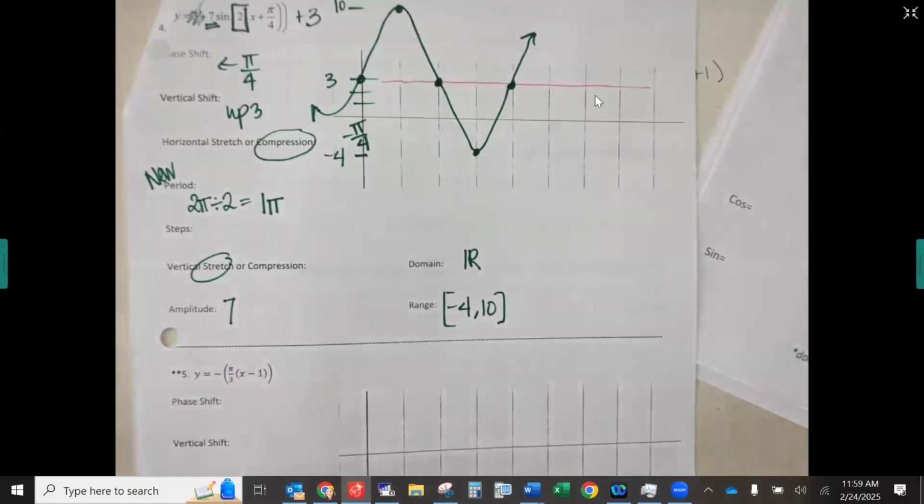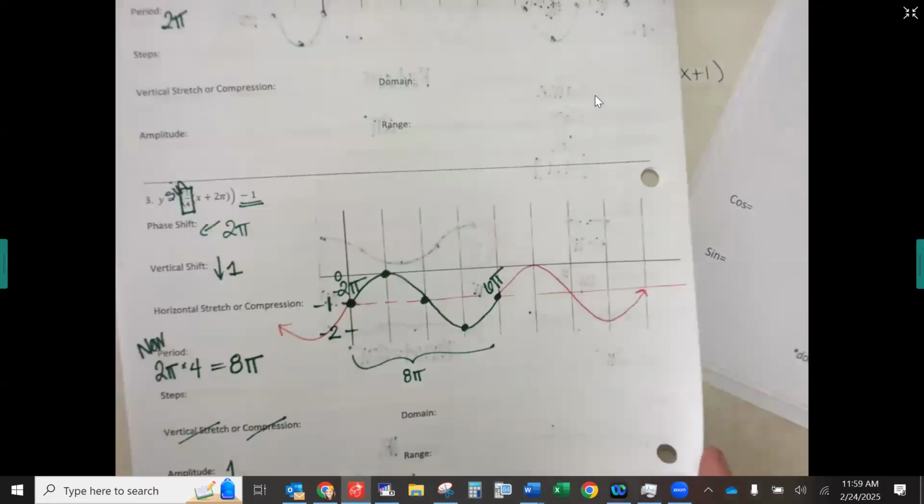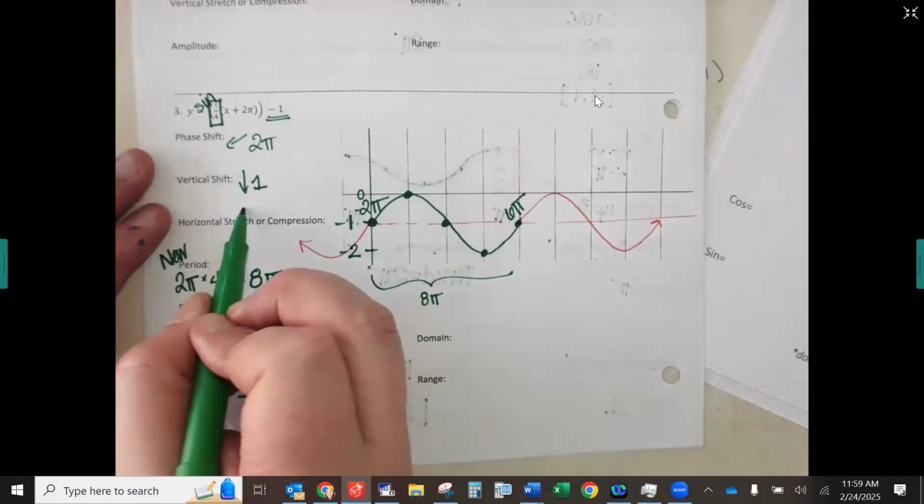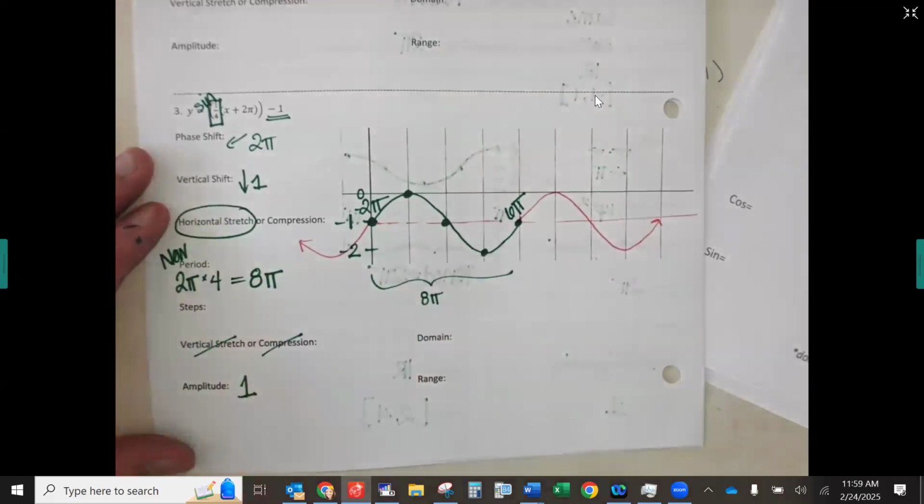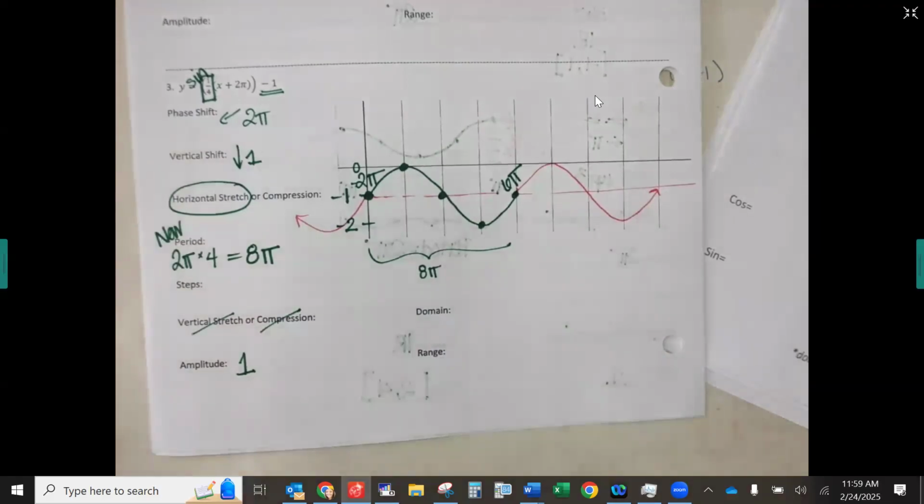Now let's go back one question where it went from 2 pi to 8 pi. That would be a stretch. And I was kind of lazy and I didn't circle. Okay, but remember, if your period's getting longer, that's a stretch. Shorter would be a compression. Okay, let's go ahead and do one more. Go ahead and turn the page.